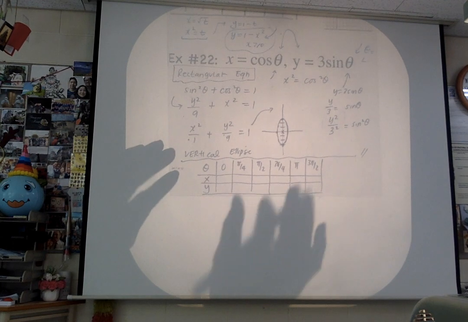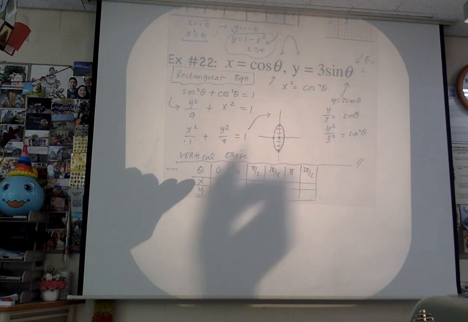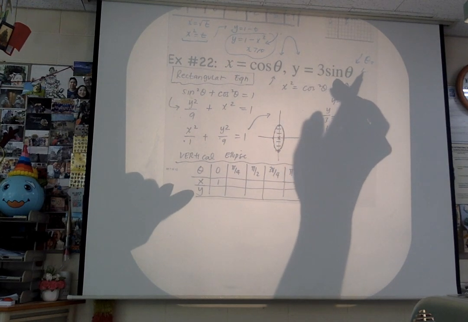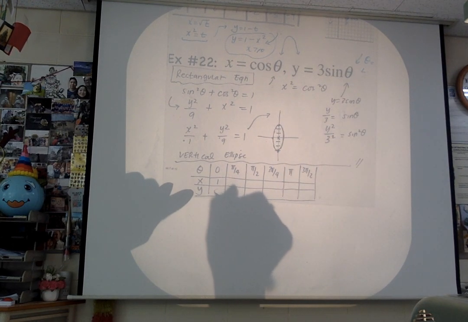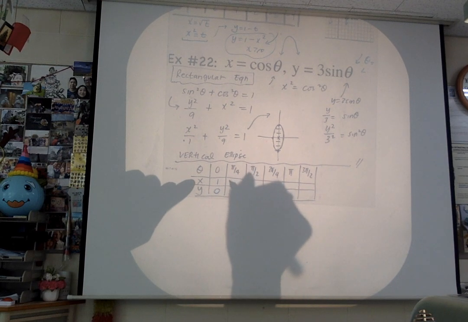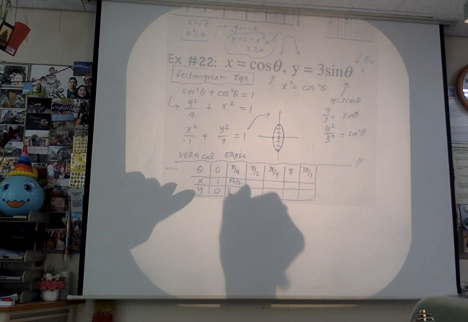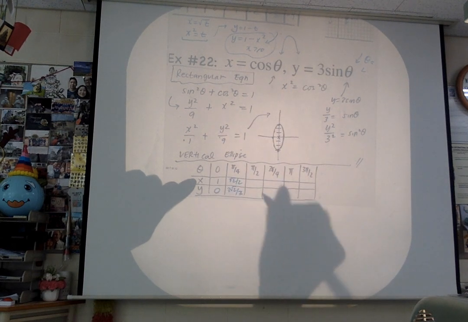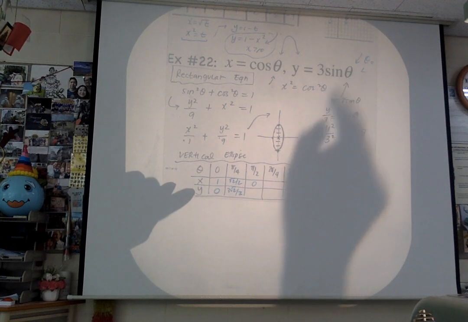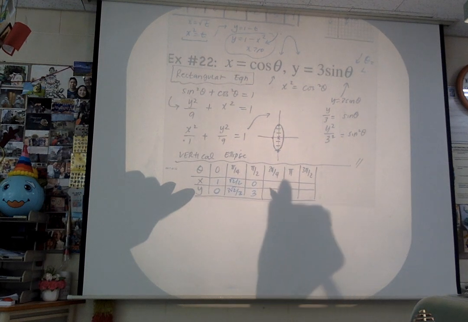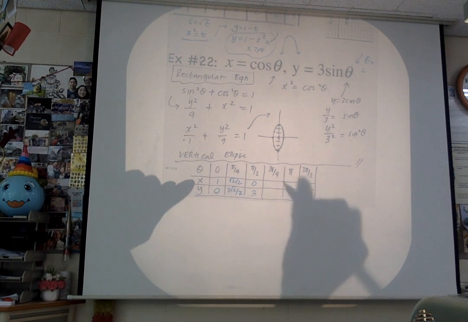But let's remind ourselves, what's cosine of 0? Cosine of 0 is 1. What's sine of 0? Sine of 0 is 0. Pi over 4, root 2 over 2. Y is root 2 over 2, but times 3, so it's 3 root 2 over 2. How about pi over 2? Cosine of pi over 2 is 0. Sine of pi over 2 is 1 times 3, so it's going to be a 3.